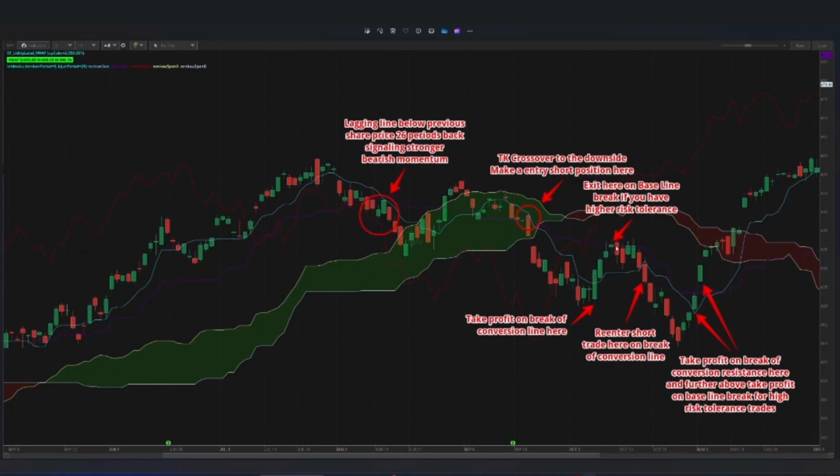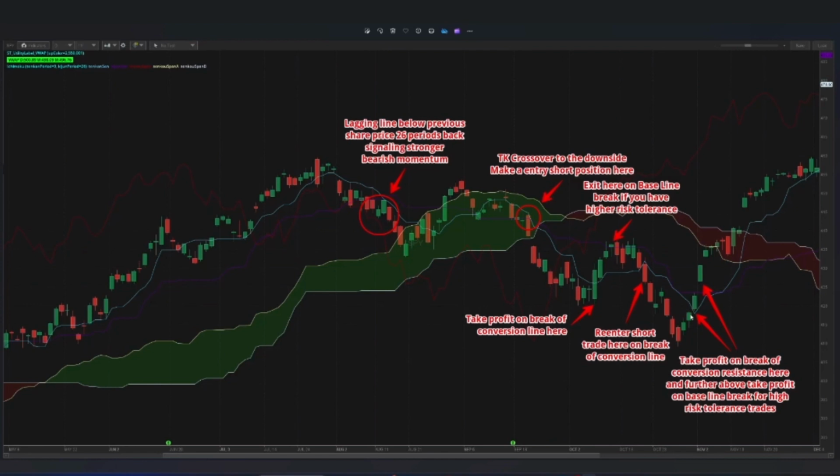So you would take profit there as your high risk tolerance, but it did manage to break beneath again here. So you could consider re-entering here when it broke beneath that conversion line again, just to be safe, because the conversion line is further away from the baseline. So when your share price broke beneath that baseline again, you can go ahead and re-enter, take a short position. So short it all the way down until the share price came back up and broke above that conversion line.